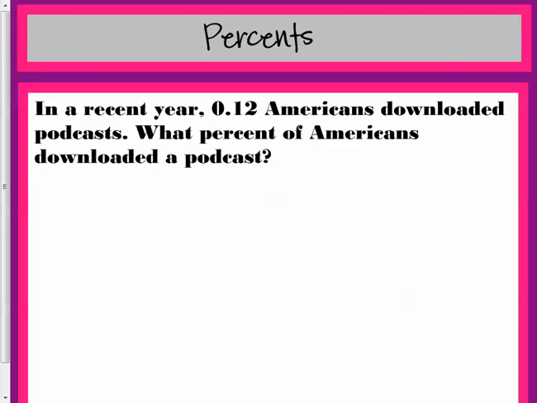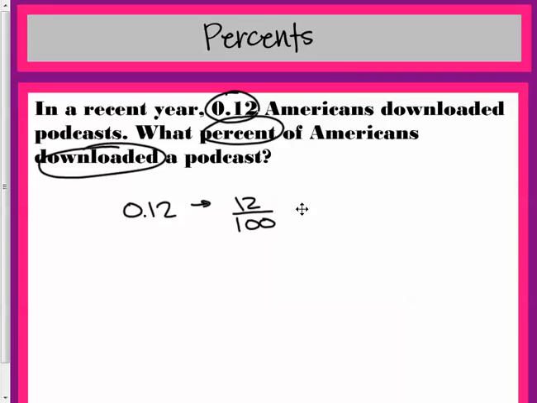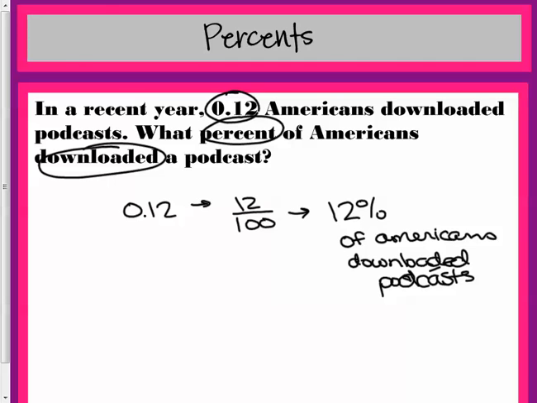In this one, they tell us in recent years, 0.12 of Americans have downloaded podcasts. What percent of Americans downloaded a podcast? Well, we know that 0.12 also looks like this, and we know that as a percentage is 12%. Did we need to set that up as a proportion? No, because we already had 12 out of 100. So 12% of Americans downloaded podcasts.